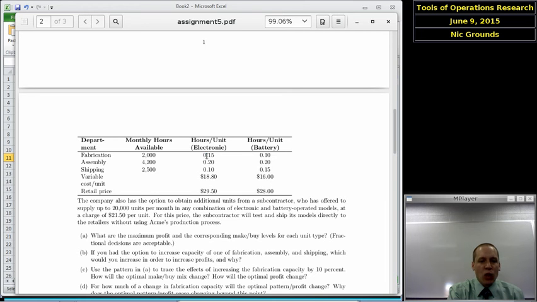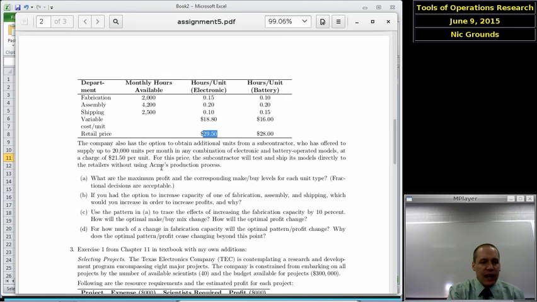So to make one electronic unit takes 15% of an hour, and we have 2,000 hours available, and so forth. And then there is a variable cost per unit, that is how much we have to pay for the material we get, and then paying for those hours in the different departments, paying people, and then a profit per unit that we can sell these for.